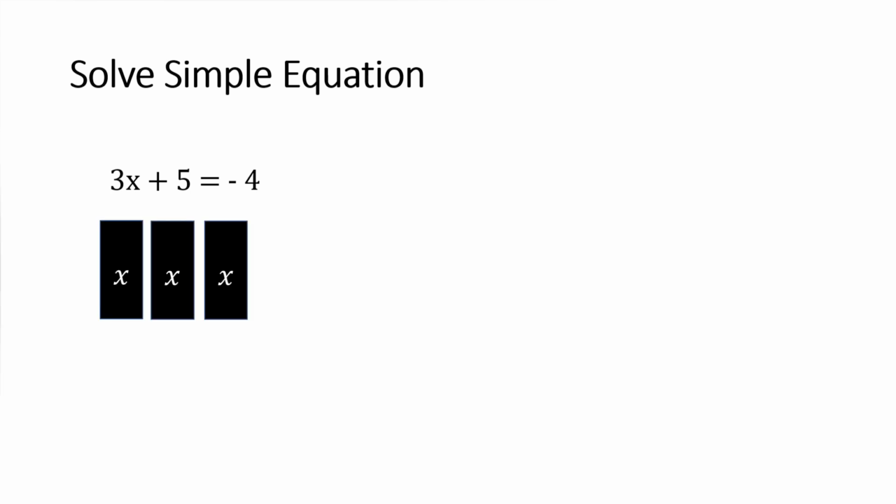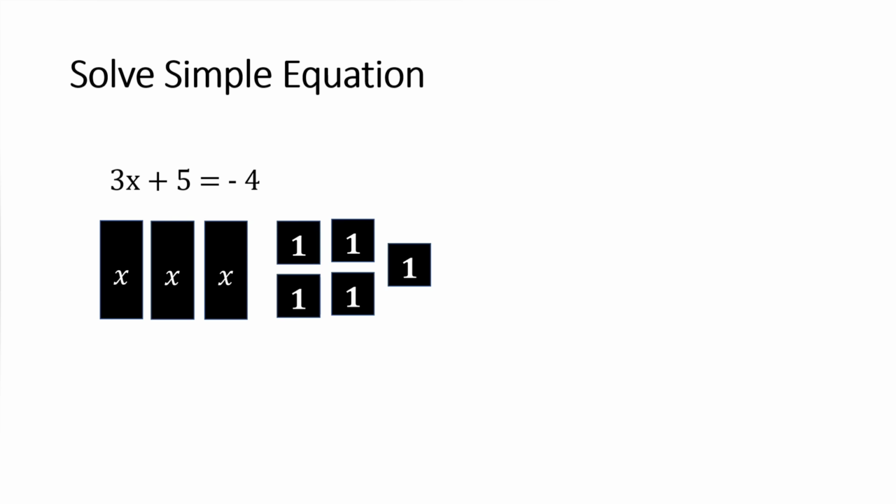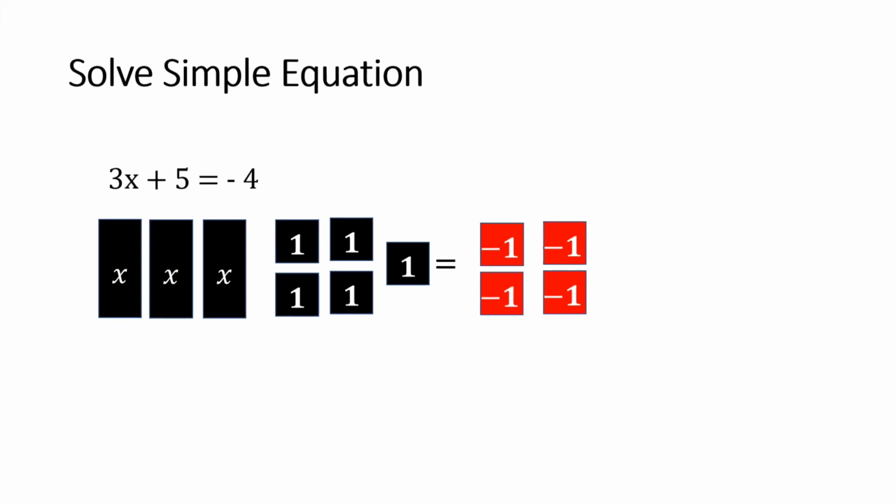Suppose we had another equation, 3x plus 5 equals minus 4. This can also be represented using our algebra tiles, using 3 of the x tiles and 5 of the unit tiles. And this would be equal to negative 4, or 4 of the flip side of the unit tiles. The idea again is to isolate x.